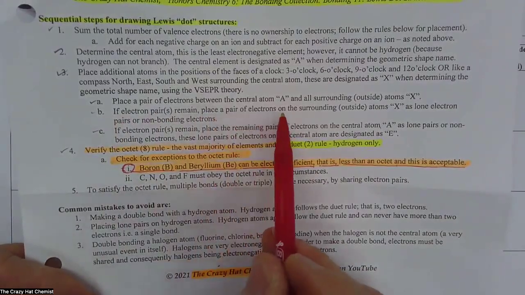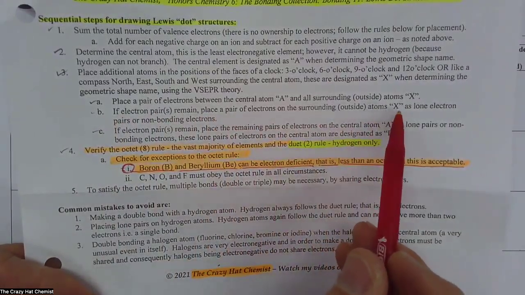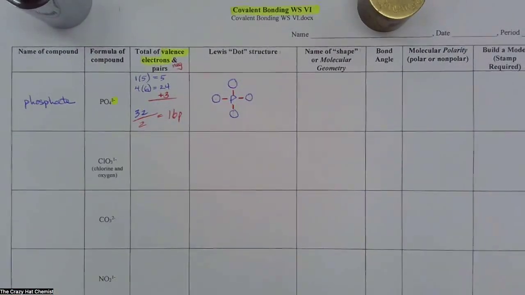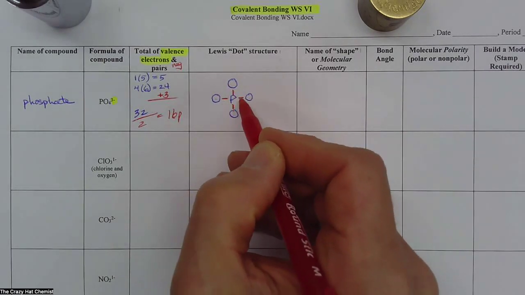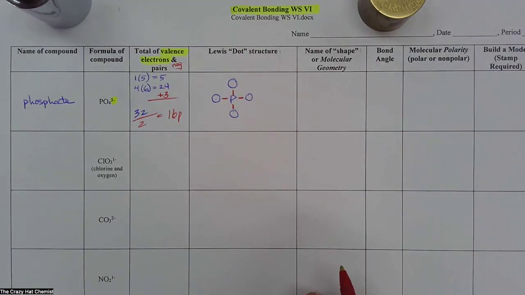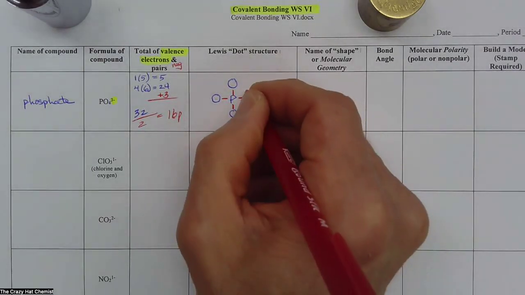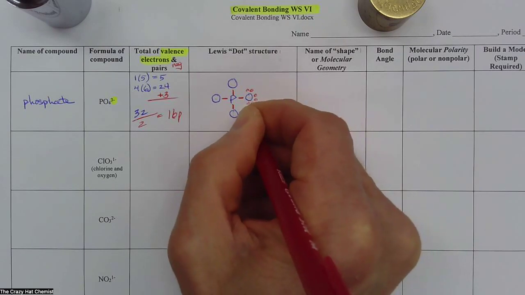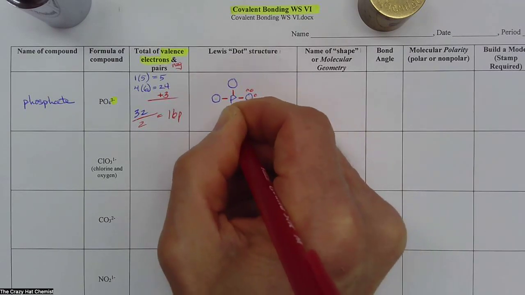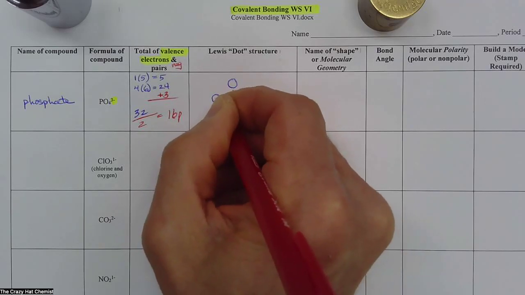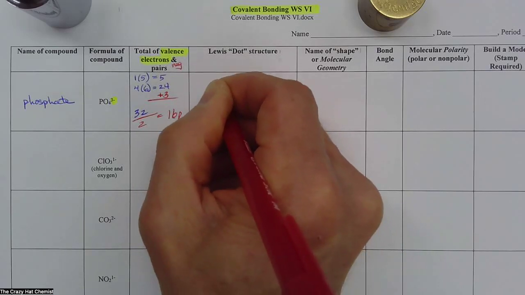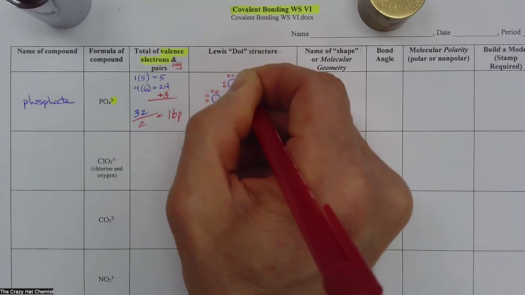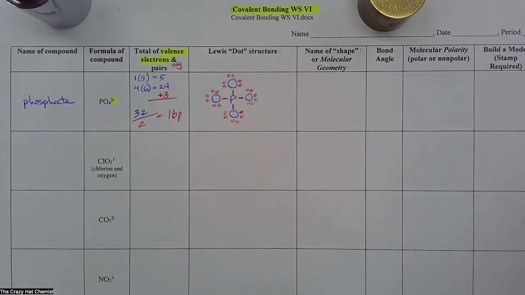All right, so the next rule is, if electron pairs remain, place pairs of electrons on the surrounding outside atoms as lone pairs or non-bonding electrons. So that's what we're going to do here. We've placed 1, 2, 3, 4 pairs of electrons. Now that's 4, then it's 5, 6, 7, 8, 9, 10, 11, 12, 13, 14, 15, and finally 16. I've used up all my 16 pairs. I don't have any more.